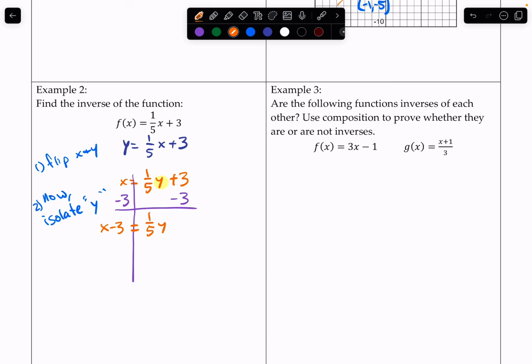And then I'm going to undo that 1/5 by multiplying by its reciprocal, its multiplicative inverse. I'm going to multiply both sides by 5, or 5 over 1, because 1/5 times 5, those 5's cancel out, leaving me with just 1 times y, and on the other side I can distribute this 5. Remember, you got to multiply everything by 5, so 5 times x, and 5 times 3. And ladies and gentlemen, that is your final answer. But we're going to write it in function notation, in inverse function notation. So I'm going to rewrite this as f to the negative 1 of x equals 5x minus 15.